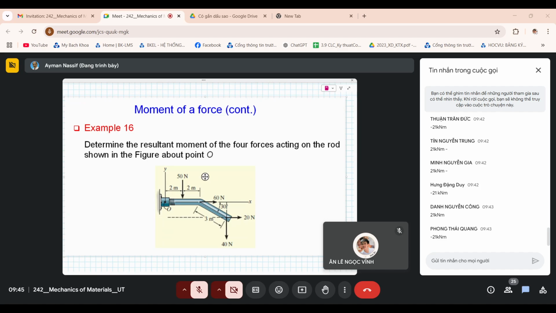So I will wait for you to give me the answer. Again, you have to start with the agreement of which direction of moment is positive. And of course, here some forces will have a clockwise rotational effect around O, some forces will have a counterclockwise rotational effect about O, and some forces will have zero rotational effect around O.